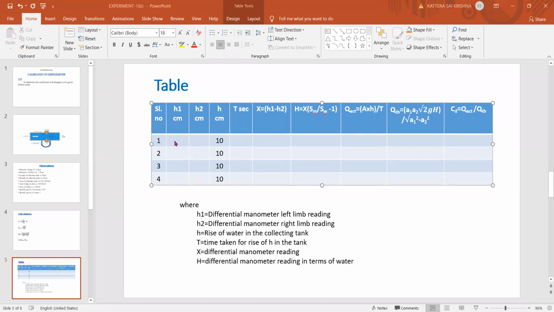Okay. So now I'm going to give you the first reading and you need to calculate it. Please keep your calculator with you. I will ask some students to tell the answers here. You need to calculate and tell me.